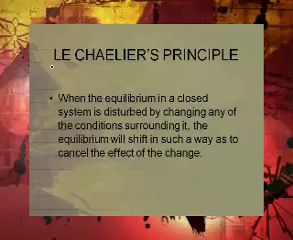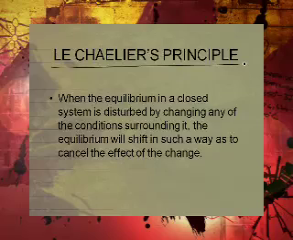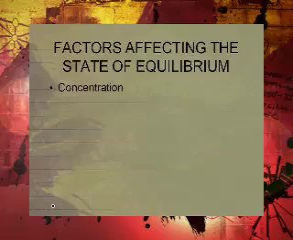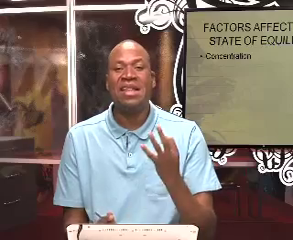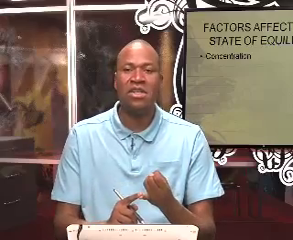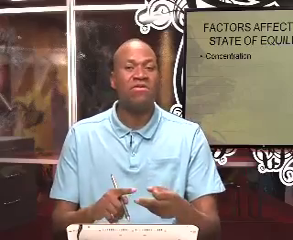Here we're looking at a very important principle by Le Chatelier, where he says, when the chemical equilibrium in a closed system is disturbed by changing any conditions surrounding it, the equilibrium will shift in such a way as to cancel the effect of that change of condition. And what are these conditions that Le Chatelier is referring to? There are three conditions. We've got concentration, we've got temperature, and we've got pressure.